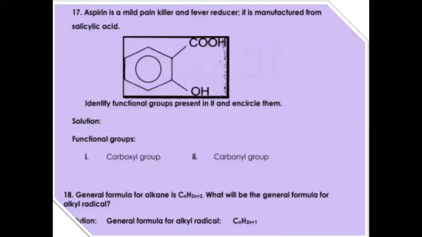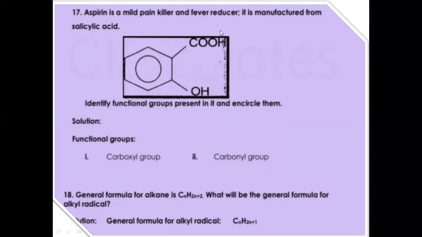Question number 17. Aspirin is a mild painkiller and fever reducer. It is manufactured from salicylic acid. This is the structural formula of salicylic acid. You have to identify the functional groups present in it and encircle them. So the functional group is this one, carboxylic group.